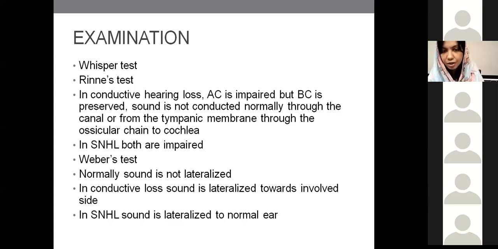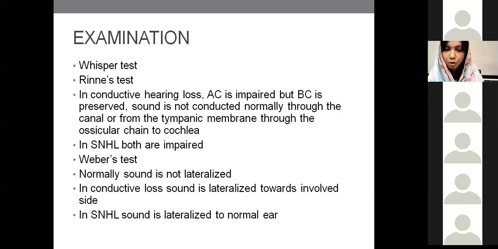In conductive hearing loss, air conduction is impaired, but the bone conduction is preserved. Sound is not conducted normally through the canal or from the tympanic membrane through the ossicular chain to the cochlea. In sensorineural hearing loss, both are impaired. Both the air conduction and bone conduction are impaired, right?